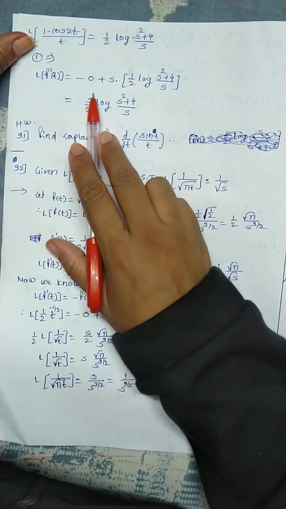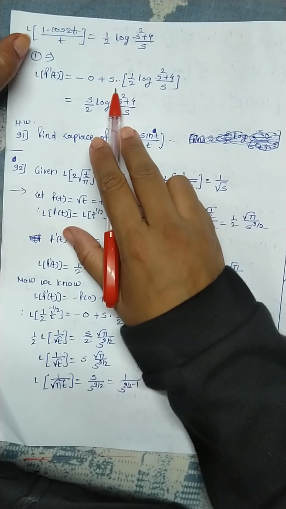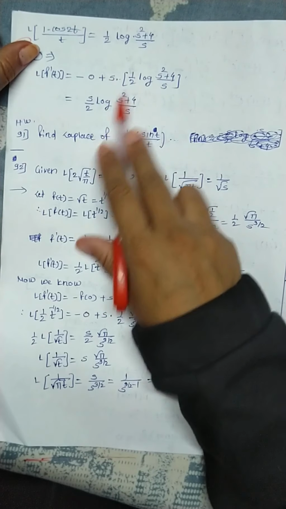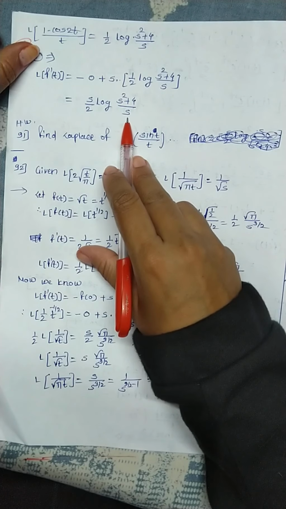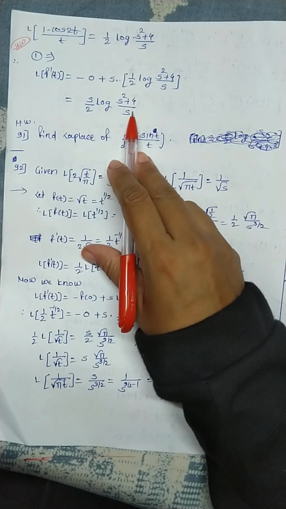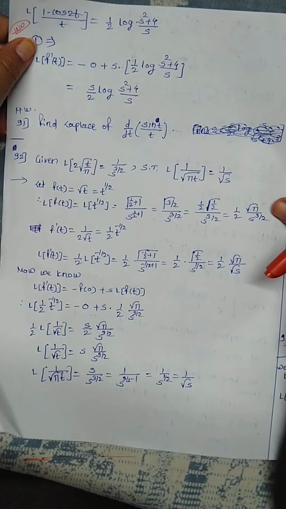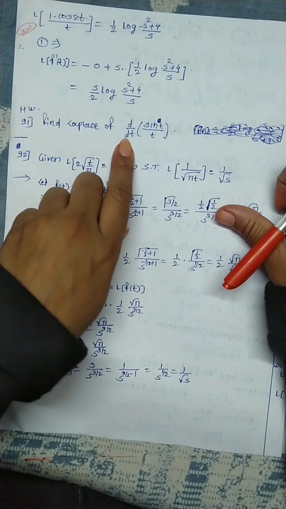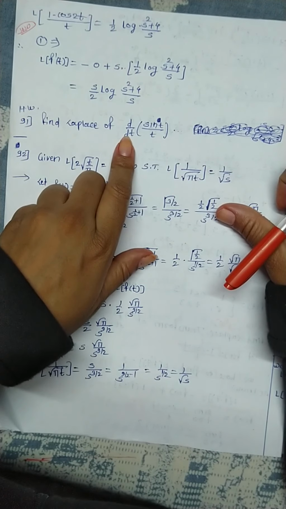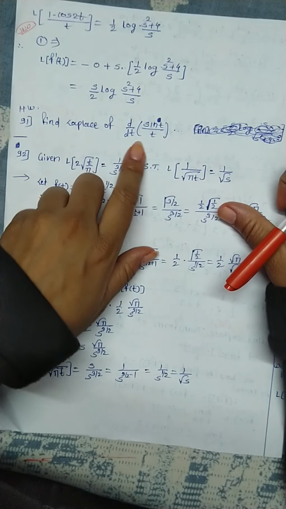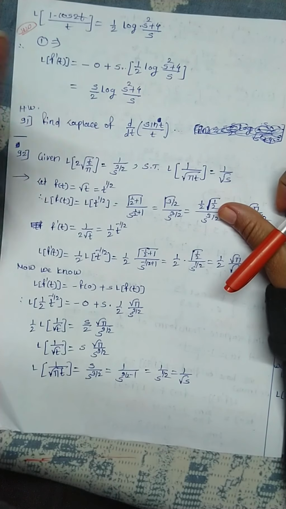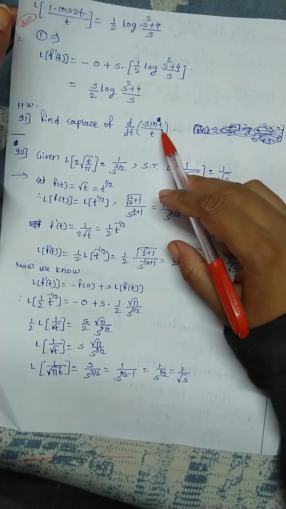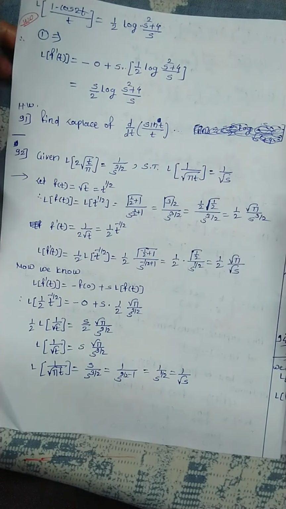L of f dash t is equal to minus f of 0, which is 0, plus s into this Laplace as it is. Minus 0 is 0, yes. The answer is s by 2 log of (s square plus 4) upon s, okay? Now this is homework for you. Find the Laplace transform of d by dt of sin t upon t. That is, we have to call it f of t first here, and then find the Laplace transform of the derivative by using this formula, okay? And for this Laplace we have to use the division by t property, okay?